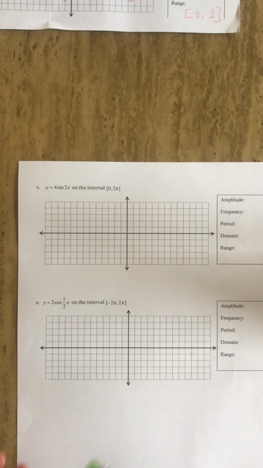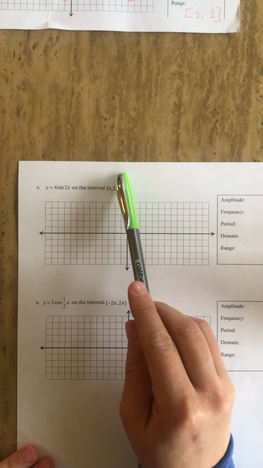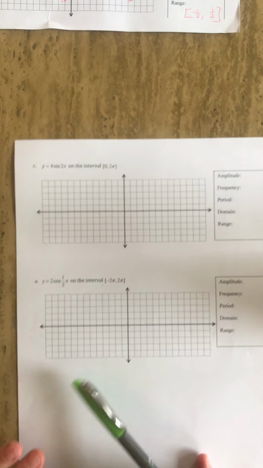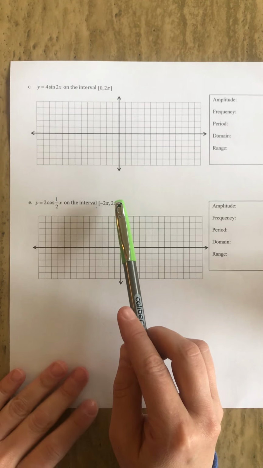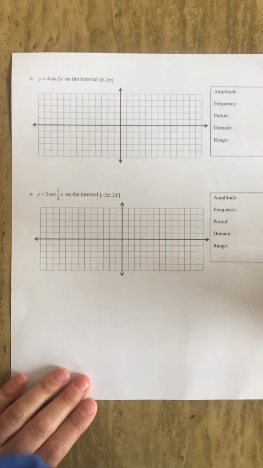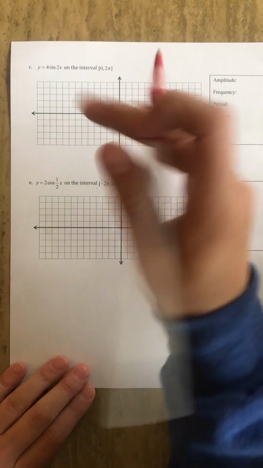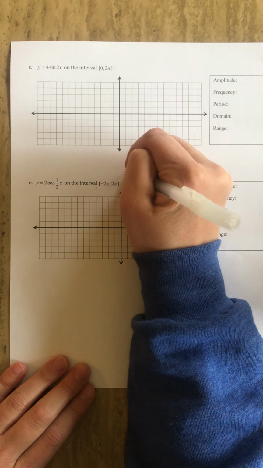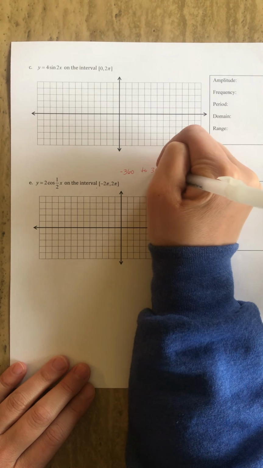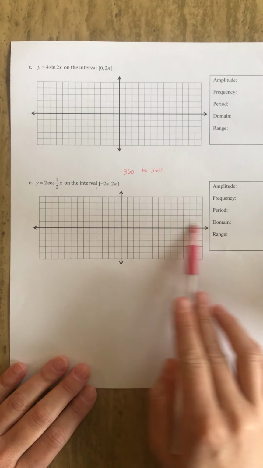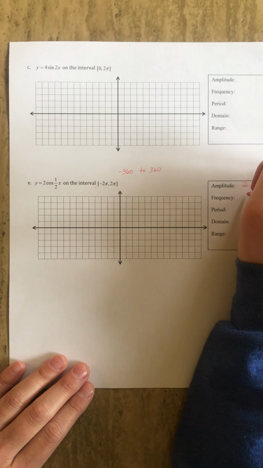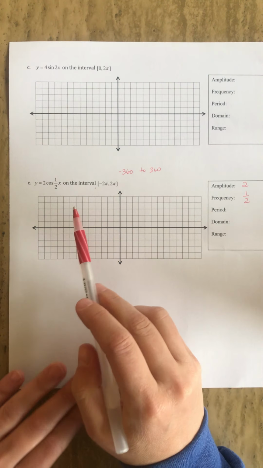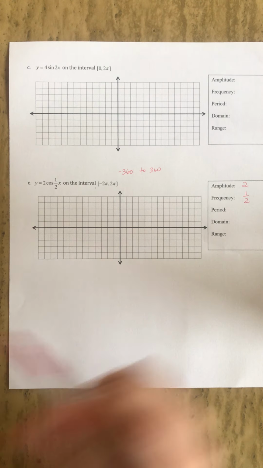Okay, this next one is going to be the same thing. I'm going to skip C because that's still going from 0 to 360. I just want to point out E. E does go from -360 to +360. So this is going to go from negative to positive. The amplitude is 2, the frequency is 1/2, so you're only going to see that half there. So keep that in mind.